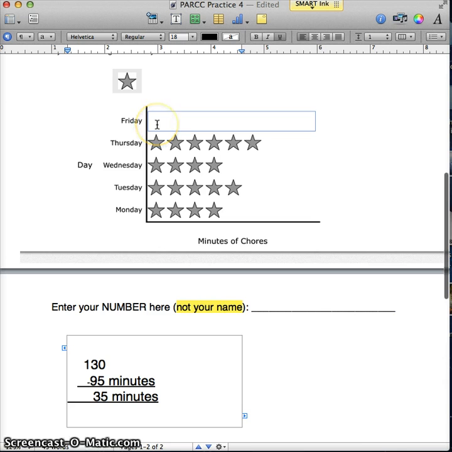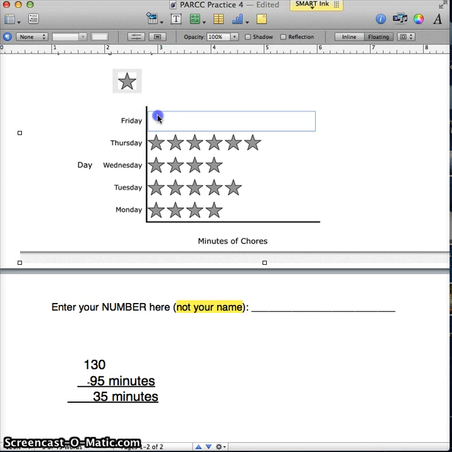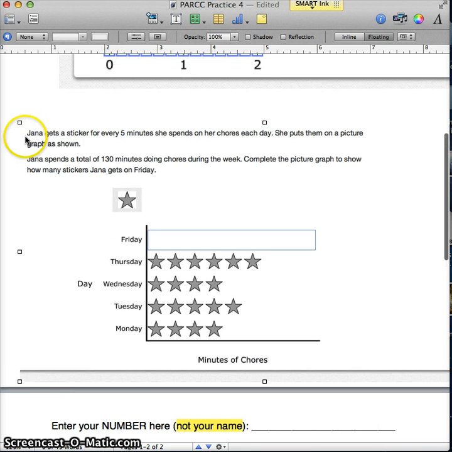Now you have to make your 35 minutes, so count your stars. Each star equals 5, so you're going to do 5, 10, 15, 20, 25, 30, 35. How many stars do you need to make 35? You need 7 stars. If this person got the answer right, they have 1, 2, 3, 4, 5, 6, 7 stars here to show 35. That's worth a point. Check it off here.